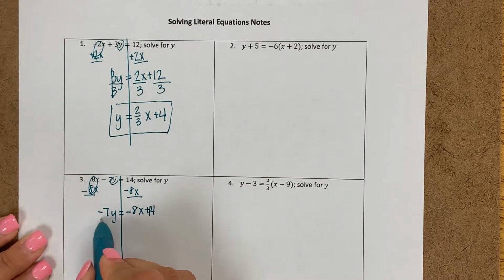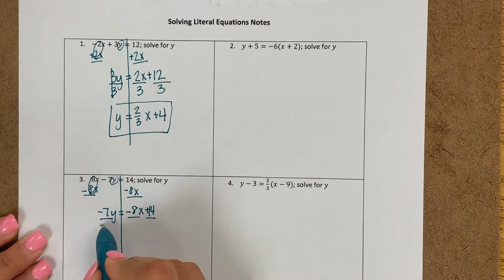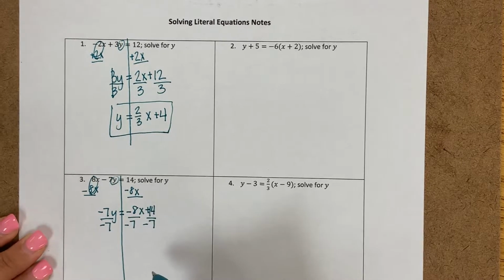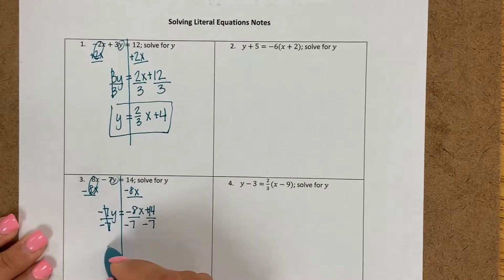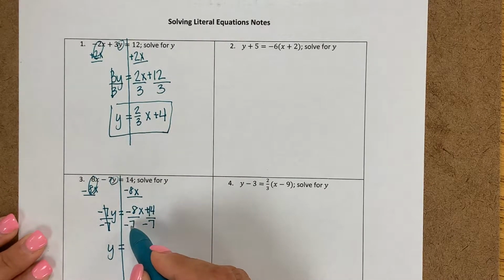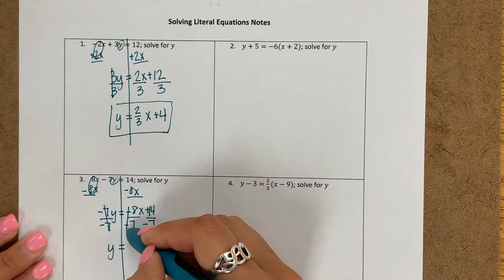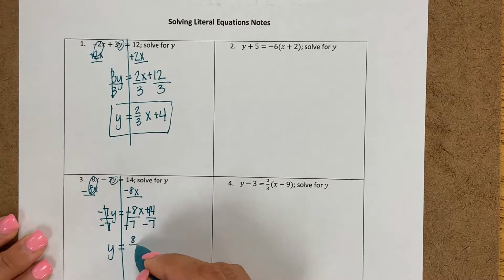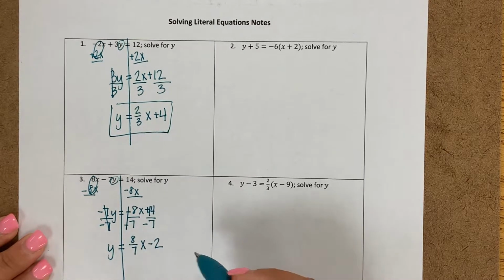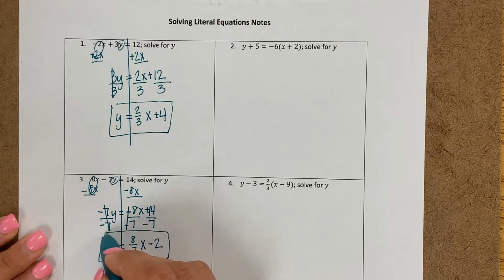From here, our last step is to divide by the negative 7. Remember, we have to divide all 3 terms by the negative 7. These cancel out, we bring down our y equals. Negative 8 divided by negative 7, the only way we can simplify it is by changing our negatives to positives. So now I have a positive 8 over 7x. And then we do 14 divided by negative 7, which gives us negative 2. Now that one is solved for y, and we are done.